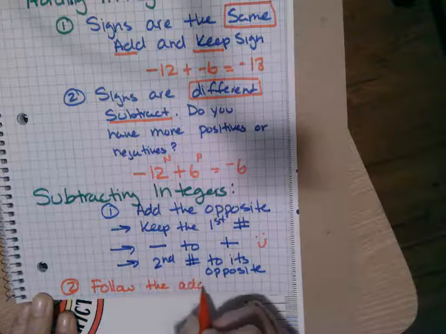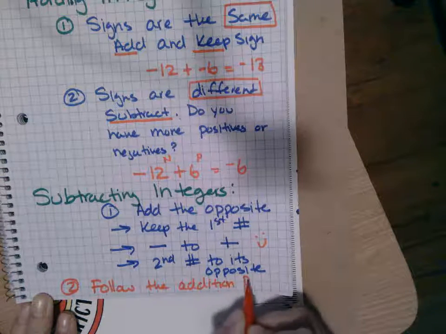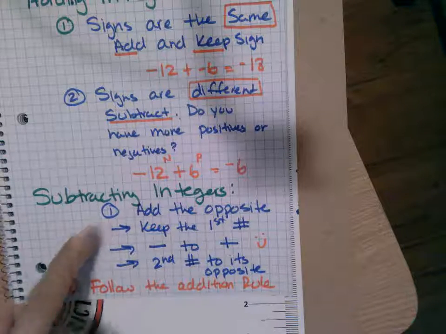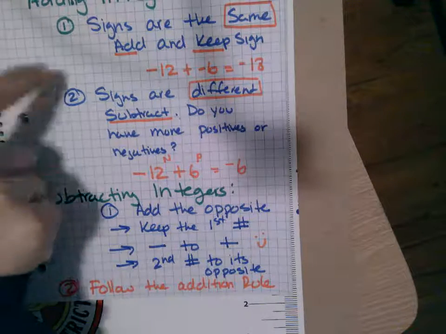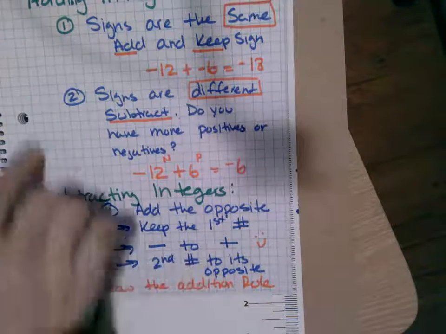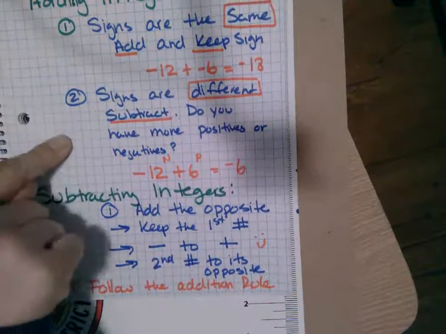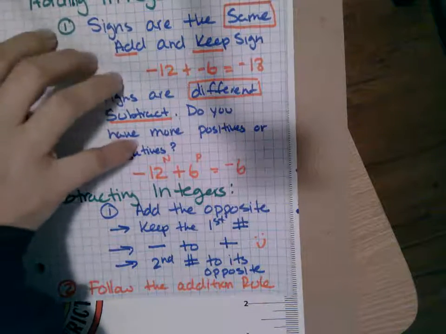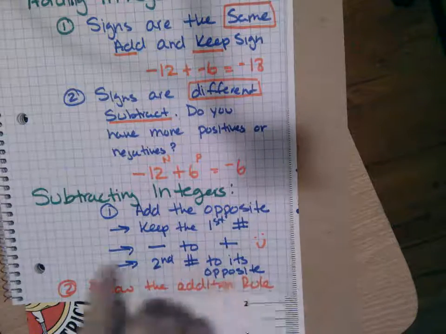And then the second part, you follow the addition rules. So once you add the opposite, once you change it to addition, you go up here and do these rules. Once you change it, you go back to these two rules on top. So you really are going to use these two rules a lot. Let me write an example for this one.